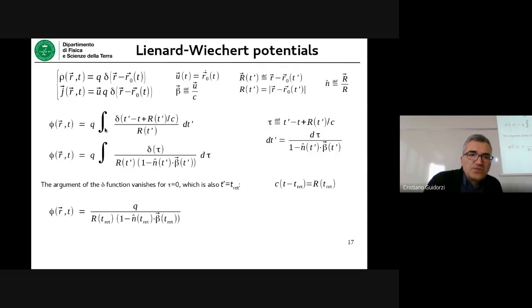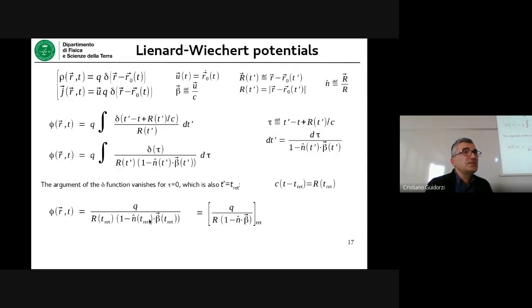But this means that the result of this integral is just replace all what I said. So instead of t prime, it's just t ret. And given that all the terms appearing in the denominator are functions of t prime, you just have to replace systematically t ret. That's why I explicitly wrote the dependence of each of these quantities as a function of t prime, because now you have to calculate each of these quantities at a given precise time, which is the retarded time.